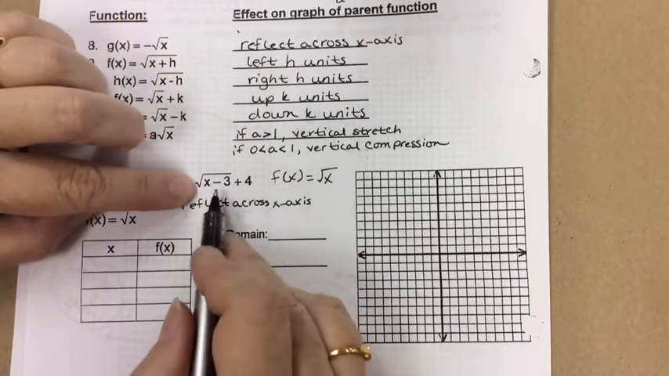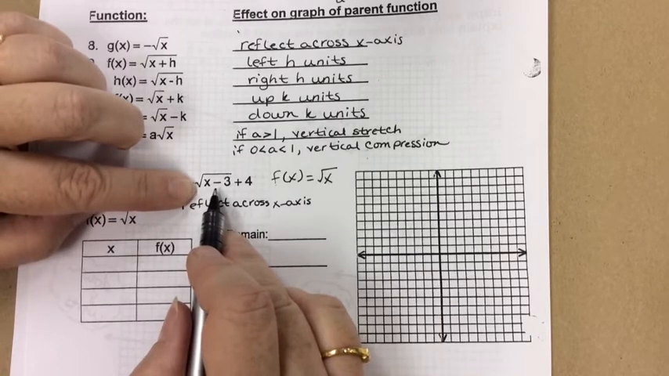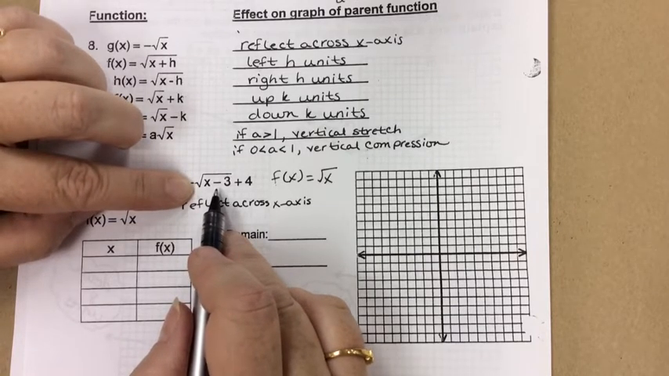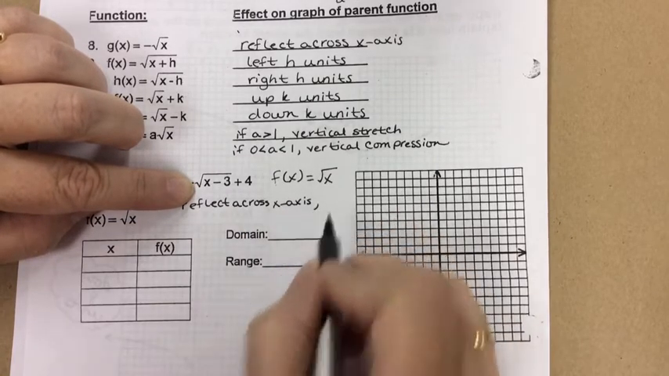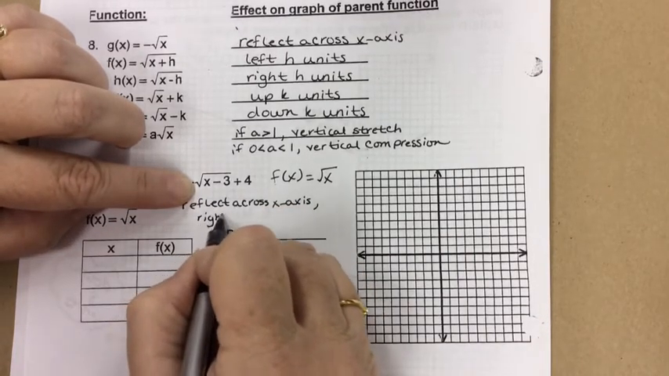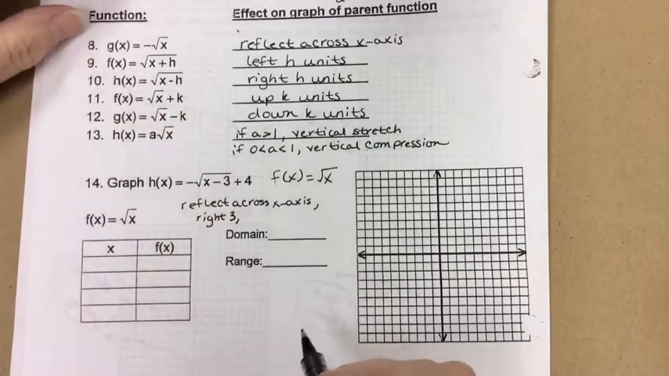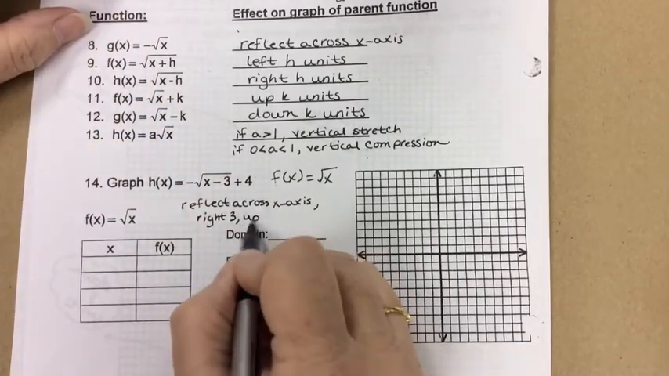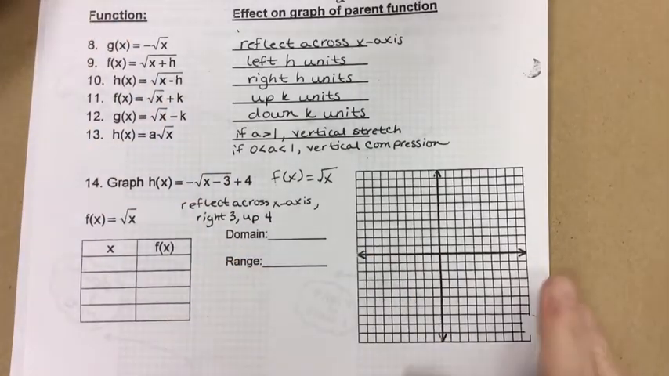Okay, when we put a minus 3 inside the square root sign, remember square root signs are like parentheses, it's going to make it move left and right, but it's going to do the opposite of what you'd think, so it's going to go right 3. And then I put a plus 4 at the end, so now it's going to go up 4. So that's how it's going to change.